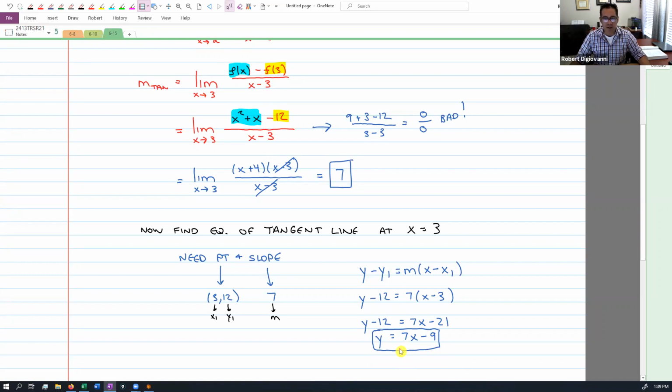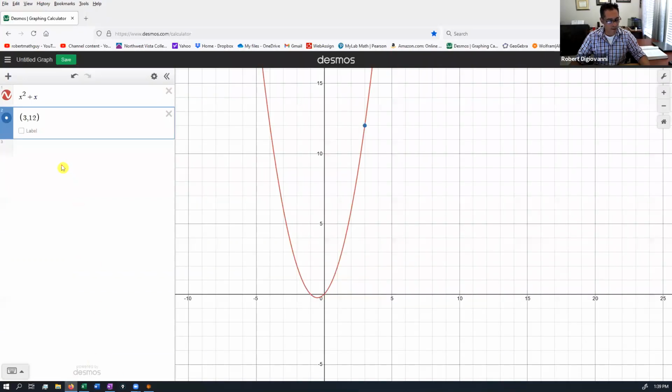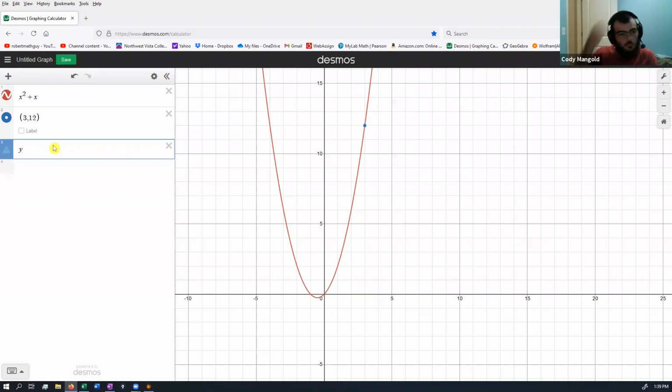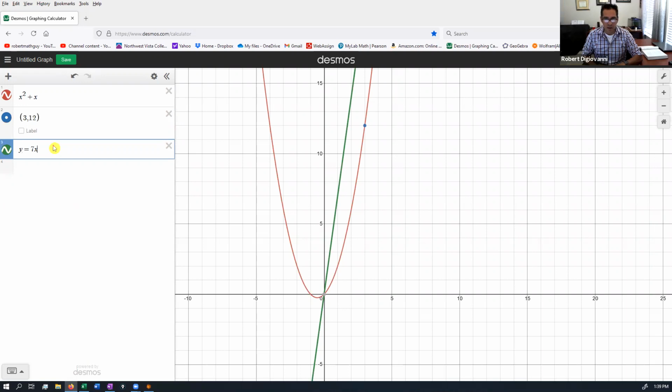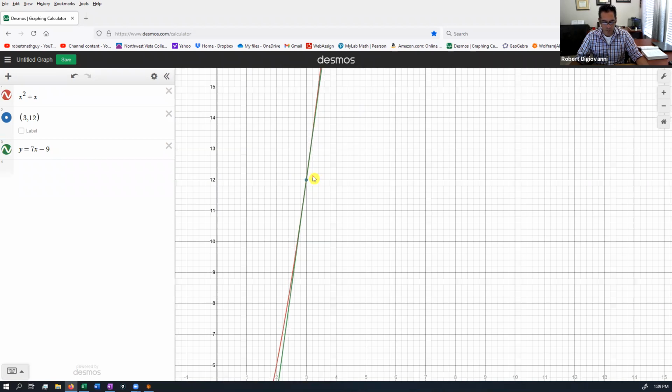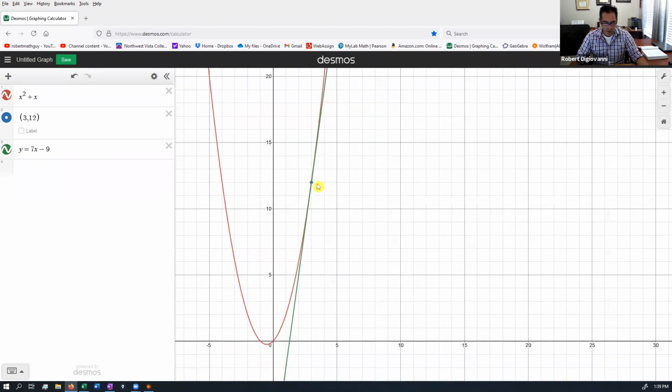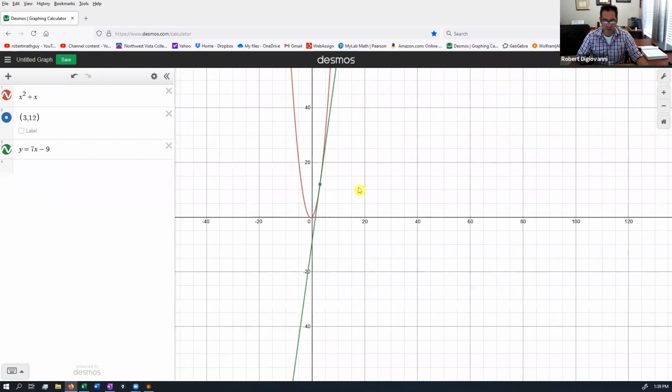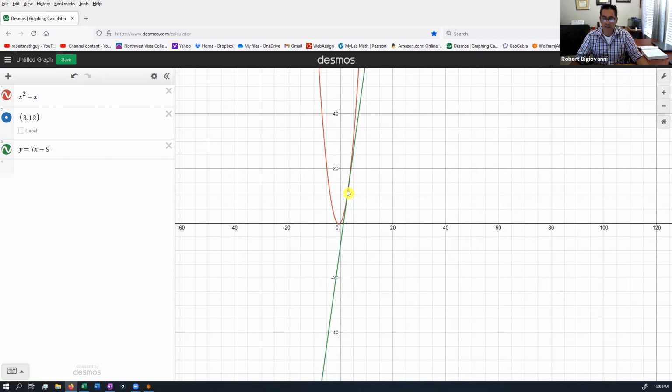What should we do with that answer right now? What would be kind of cool to see? Plug it in on a graphing tool and see the line. Yeah, let's go graph it. Let's use Desmos. If I graph y equals 7x minus 9, we should see a line that goes through that blue point and is tangent to the curve. There it is. See that? Zoom in on it. I'll zoom out so you can see it. That is our tangent line. It's tangent to this curve at this point.